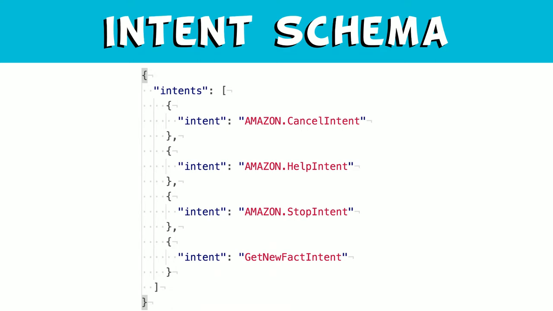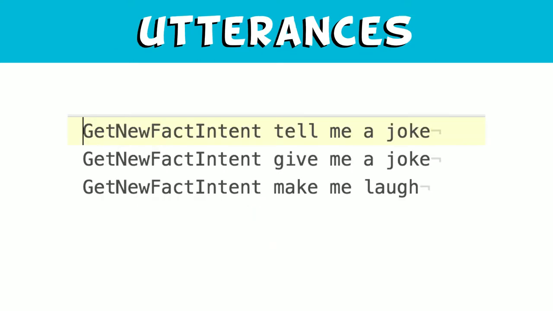But this is sort of what the JSON looked like. These are the only three utterances. So in the old form version, you just type these out. You don't get the nice little helper text that's in the beta interaction model.